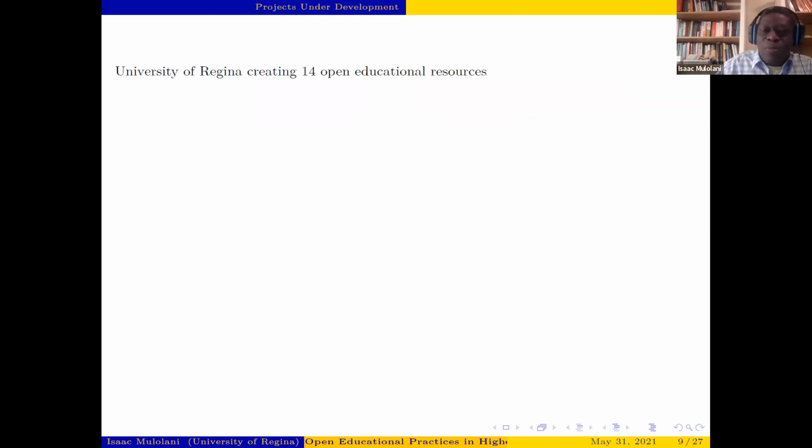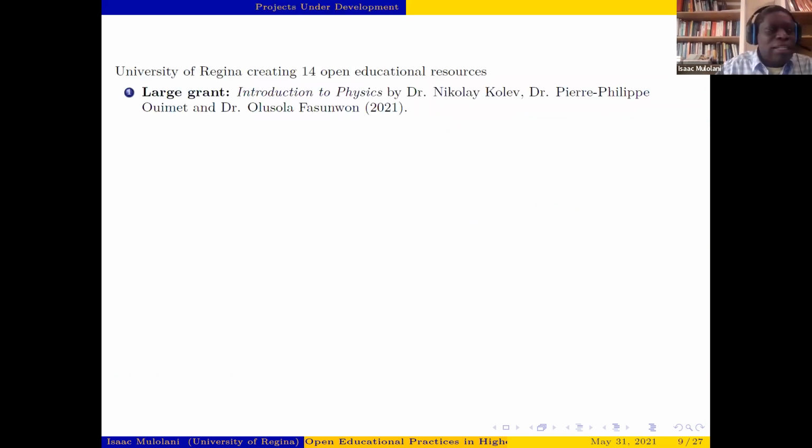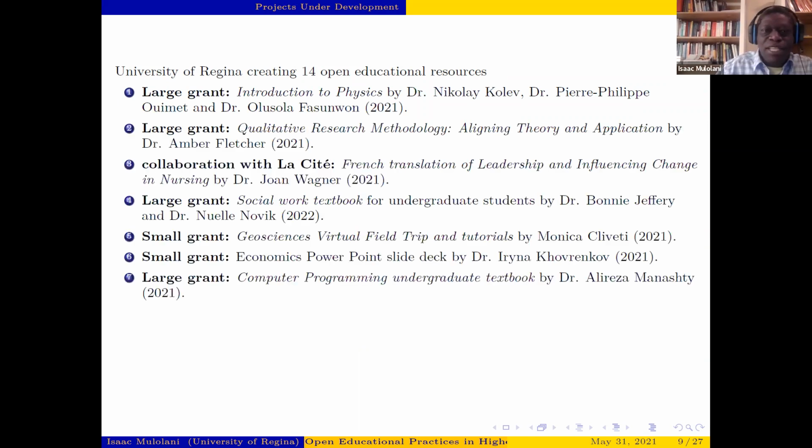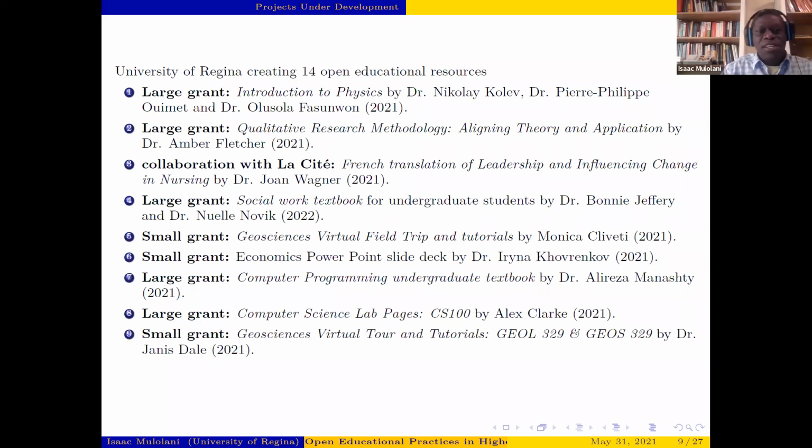Now, I'll speak specifically about the University of Regina. What we have right now, we have 14 open educational resources being developed currently, and I'll just let you read through them. As you can see, they're across a range of different things. There's computer science, geology, economics, social work, physics.